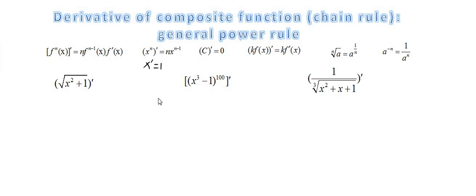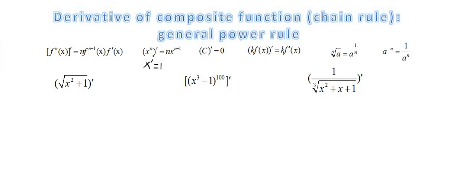Today I'm gonna talk about the derivative of composite function, chain rule, general power rule. Now let's take a look at the following formulas. The first one is the general power rule: the derivative of f(x) to the power n equals n times f(x) to the power n minus 1 times the derivative of f(x). And the second one is the standard power rule: the derivative of x to the power n equals n times x to the power n minus 1.